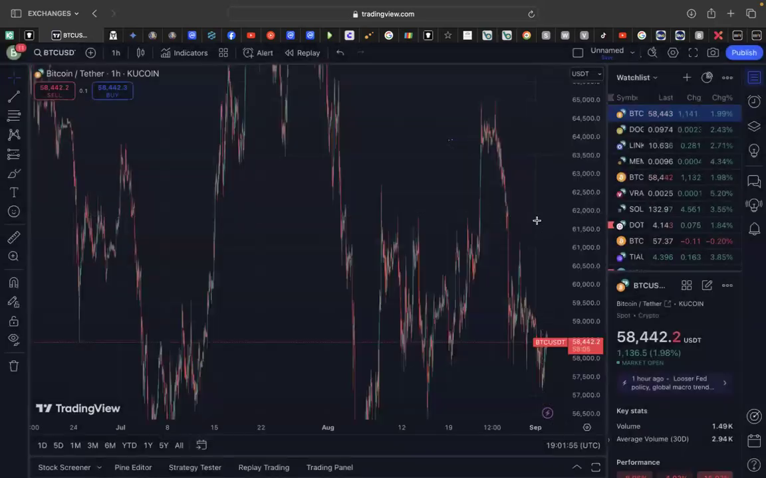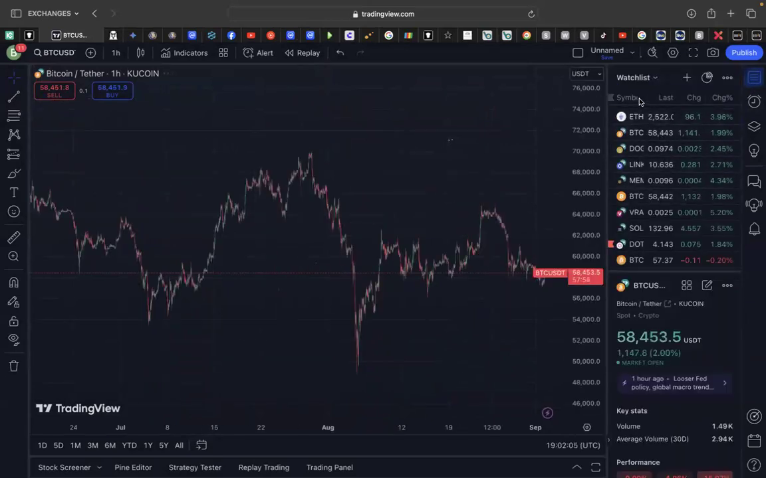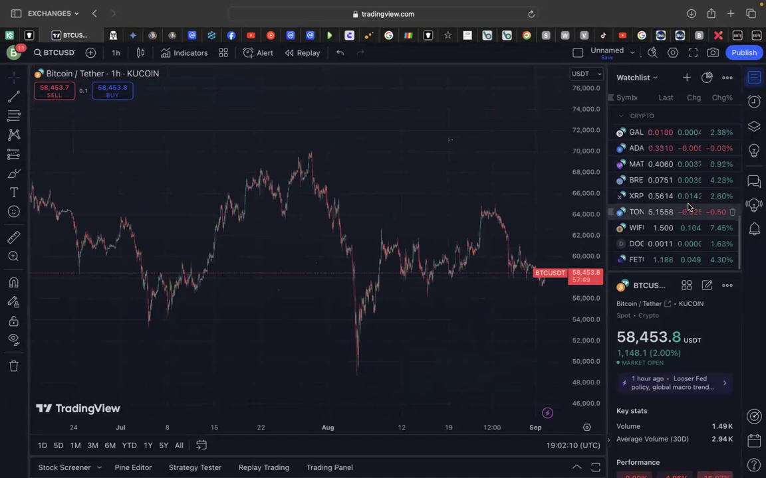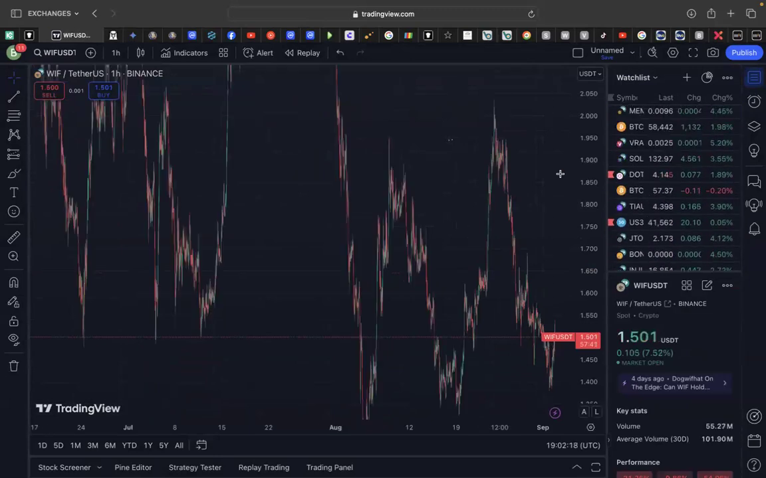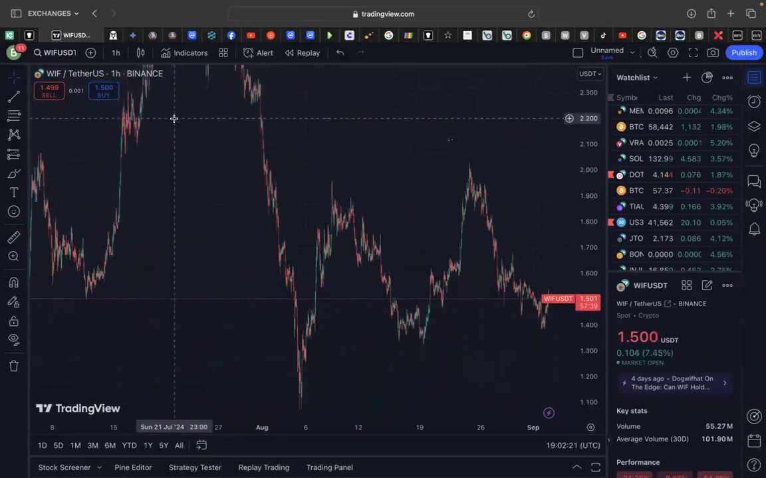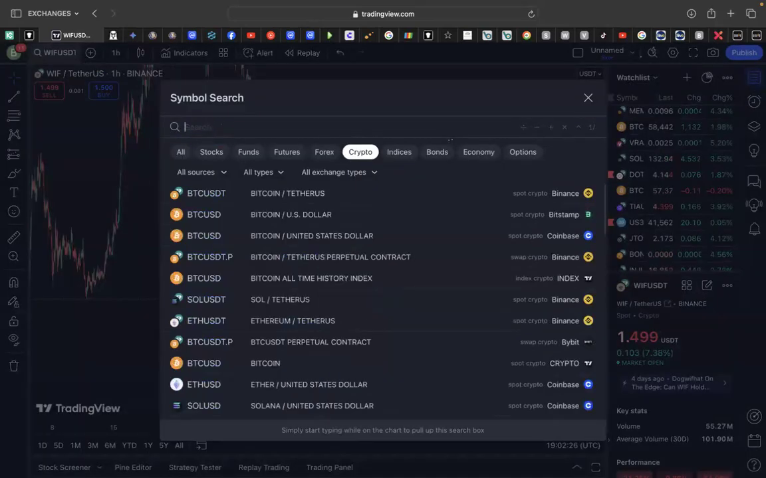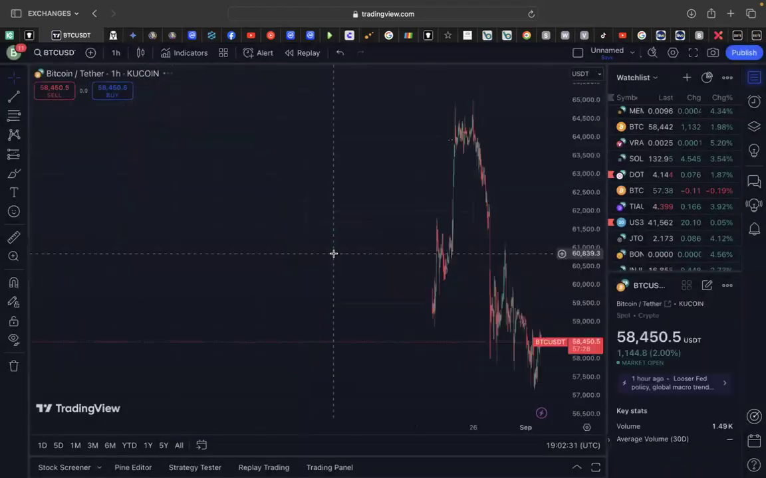So I just opened the KuCoin Bitcoin chart. This is how it looks. I can click right here, so I can close this tab, or I can open it. This is my watch list, the coins that I am watching. Wow, WIF is flying, WIF is going on a roller coaster. We'll come back to WIF. Still on the Bitcoin chart.